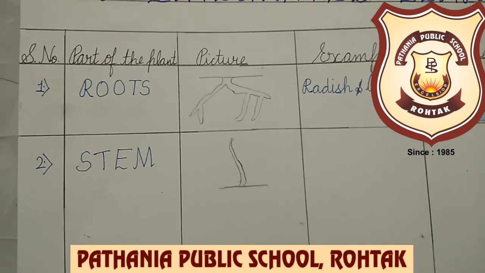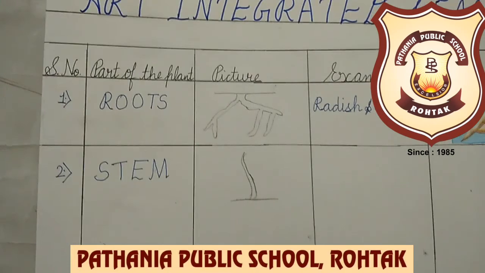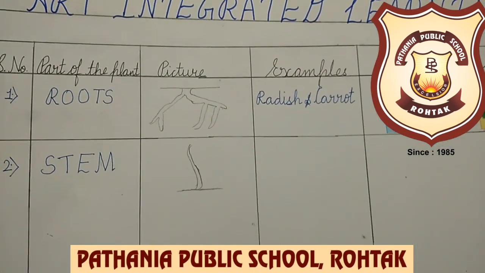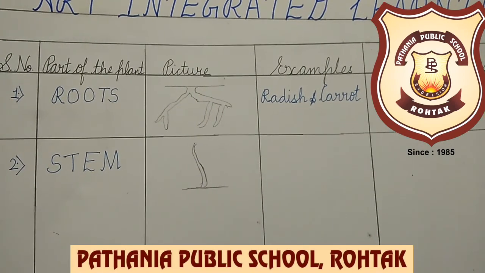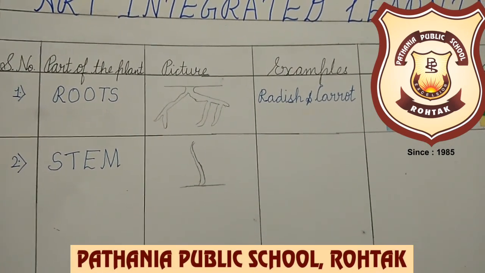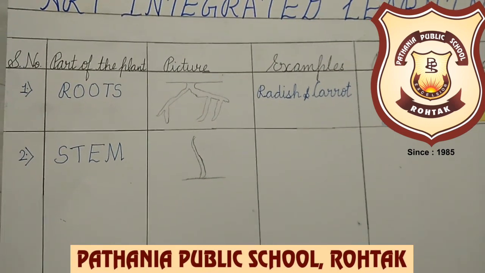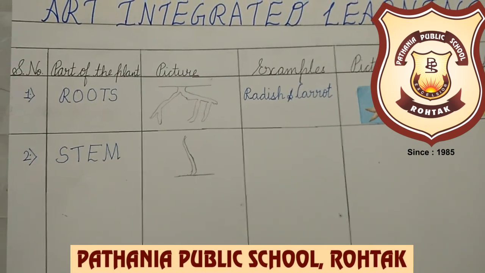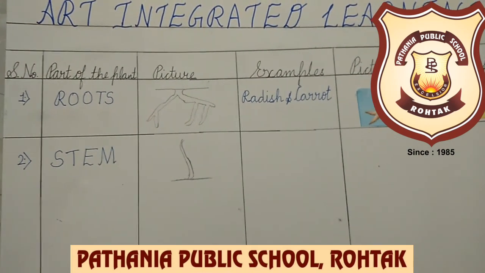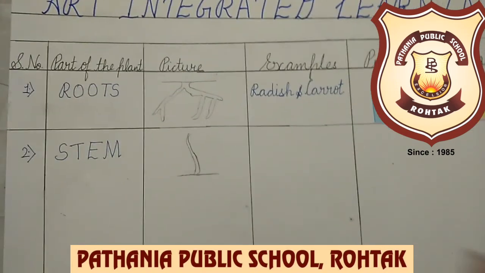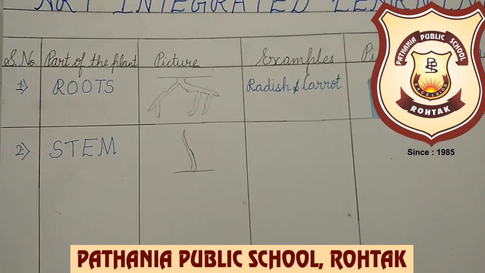Now yes, tell me the two examples of stem. Tell me what are the two examples of stem. Any example you can take beta. This is not compulsory that you need to take the given examples. You can take any examples as per your wish. So tell me two examples of stem. Yes, they can be potato and ginger. So here we will write in examples potato and ginger.